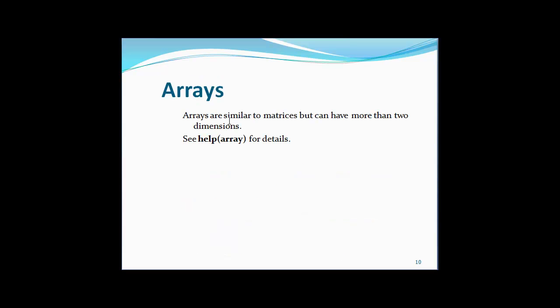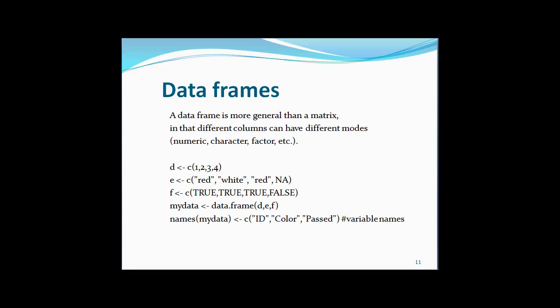Coming towards arrays, they are the same as matrices. The difference is only that they can have more than 2 dimensions, which matrices cannot have. Now coming towards the data frames. In this, the different columns can have different modes. Okay, for example, one column can be of number type, second can be of character type, third can be of logical type, etc. That we cannot have in the simple matrices.